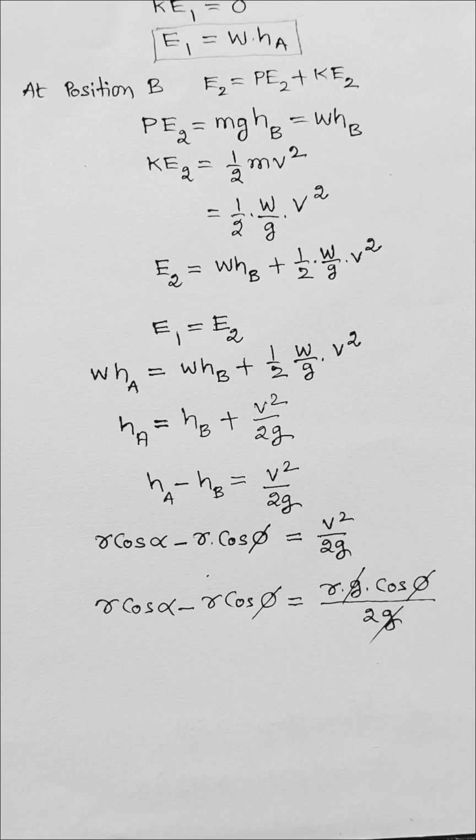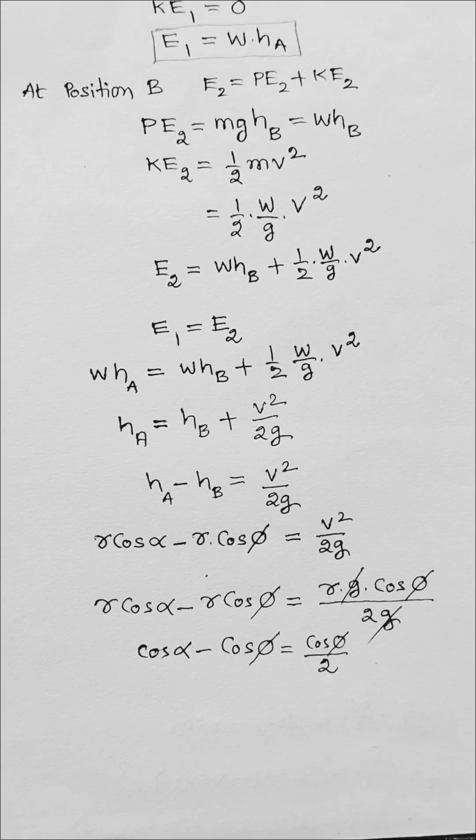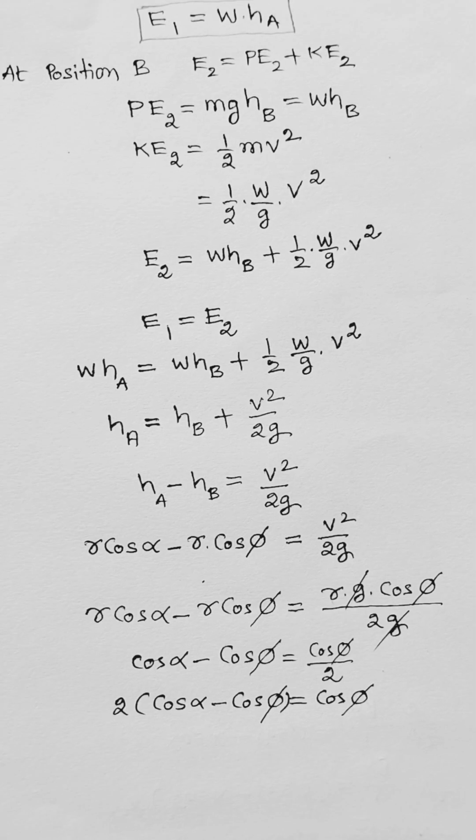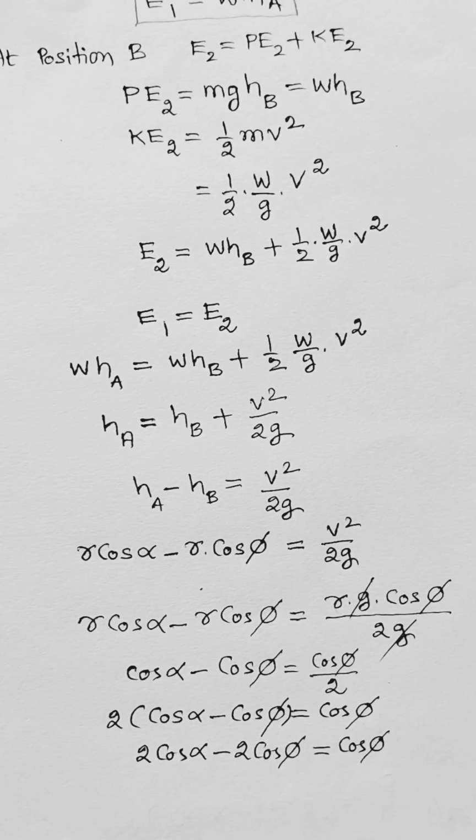In the left side of the equation we have R common term. In the right part also we have R. R also cancelled. Finally we can get cos alpha minus cos pi equal to cos pi by 2. In the right part of the equation 2 is dividing cos pi. When you take that to the left side of the equation, 2 multiplies cos alpha minus cos pi. In the right part we have only cos pi. When you multiply with 2, we get 2 cos alpha minus 2 cos pi equal to cos pi.